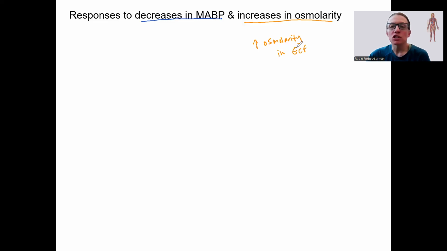There is a situation in which these two would happen at the same time. So, for example, if we had a whole bunch of sweating and we're not really replacing anything, that would cause both an increase in osmolarity and a decrease in blood pressure, right? That was that bottom right quadrant. We have just dehydration.